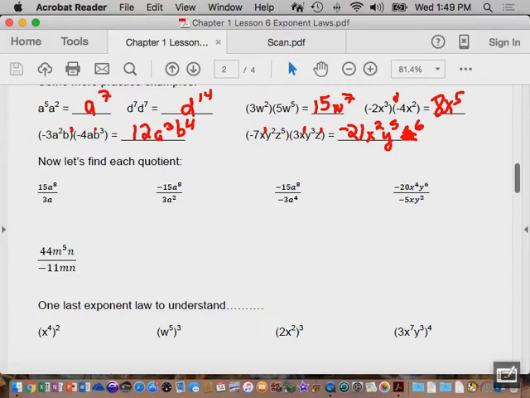15a to the 8th over 3a. So let's try to think about a law for this one. 15a to the 8th over 3a. Now, what is 15 divided by 3? 5. I can kill those a's, because a divided by a is just 1. And then it would be a to the 7.